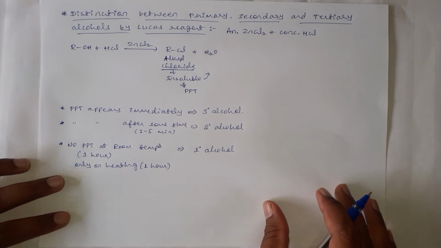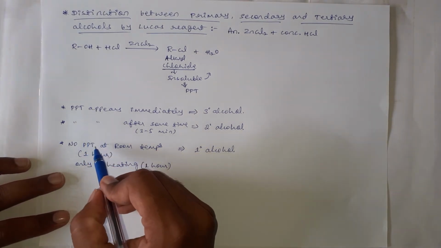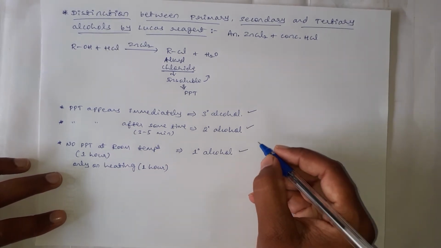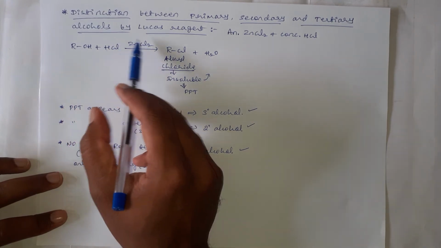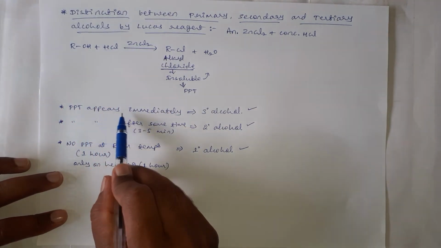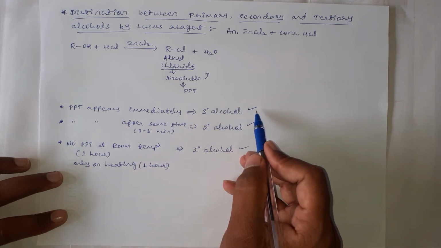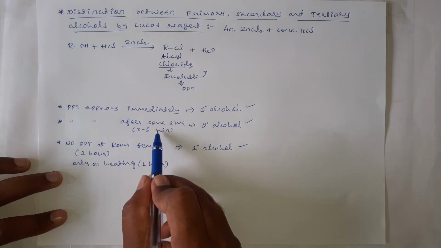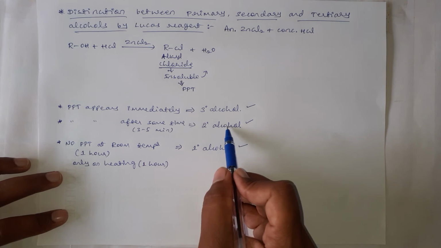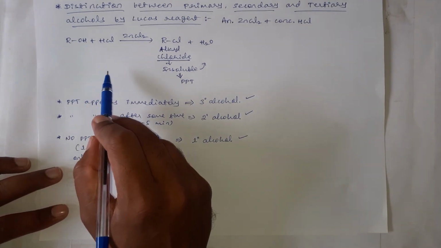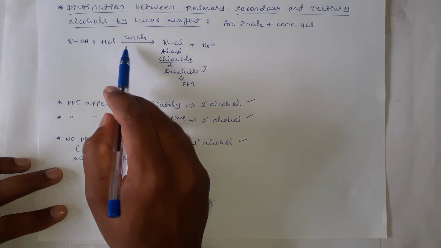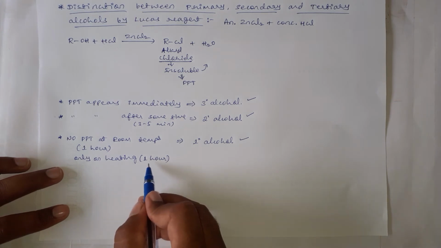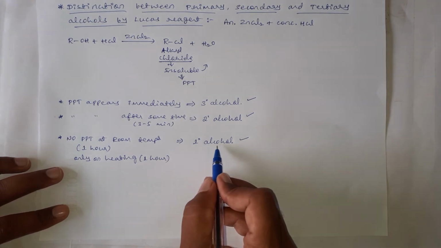By knowing the time taken to form the precipitate, we can judge whether the given alcohol is a tertiary, secondary or a primary. If the alcohol reacts immediately with the Lucas reagent and forms the precipitate immediately, then it is a tertiary alcohol. If the alcohol reacts slowly, that is for about 3 to 5 minutes, then it forms a precipitate, then it is a secondary alcohol. And if no reaction is there at room temperature between the alcohol and Lucas reagent, then the alcohol is a primary. But if on heating for about 1 hour we get a precipitate, that is a primary alcohol.